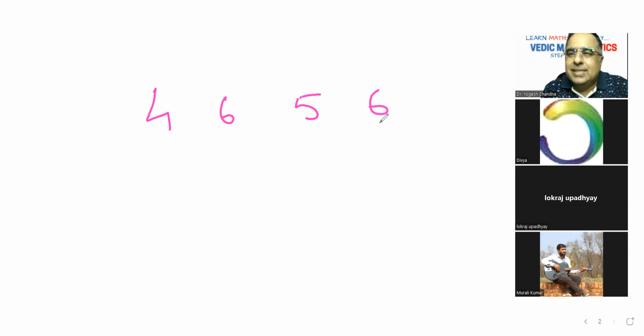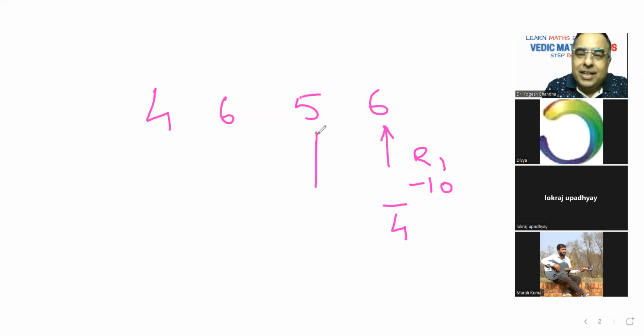Rule number 1 says if the unit place is greater than 5, that is 6, 7, 8, 9, then subtract 10 from it. 10 from 8, there will be 2 bar. Yes, sir. And after that, 5 is subtracted from 9. 5 remains.